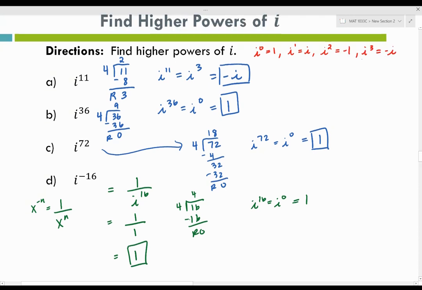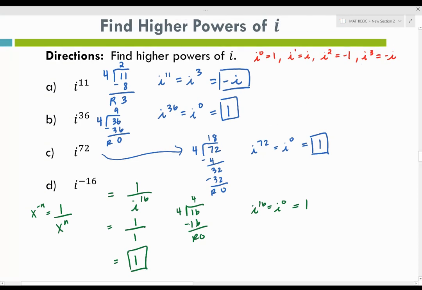You just have to remember that whatever your exponent is, you're always going to divide your exponent by 4, and then you will raise i to whatever the remainder is, and your remainder will be one of these 4 choices. Okay, cool.